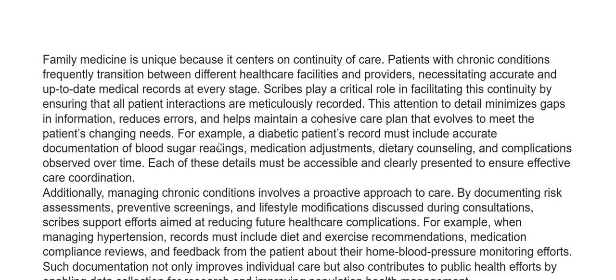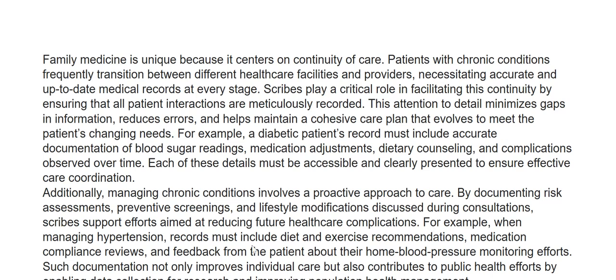For example, a diabetic patient's record must include accurate documentation of blood sugar readings, medication adjustments, dietary counseling, and complications observed over time. Each of these details must be accessible and clearly presented to ensure effective care coordination. Additionally, managing chronic conditions involves a proactive approach to care by documenting risk assessments, preventive screenings, and lifestyle modifications discussed during consultations. Scribes support efforts aimed at reducing future healthcare complications.